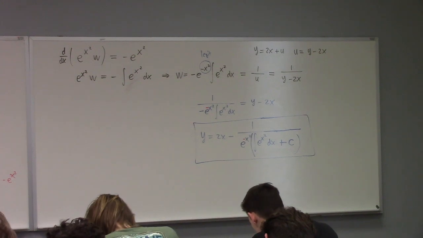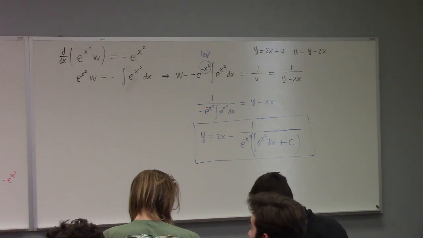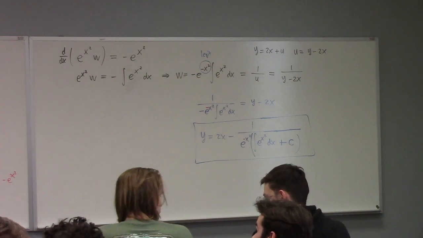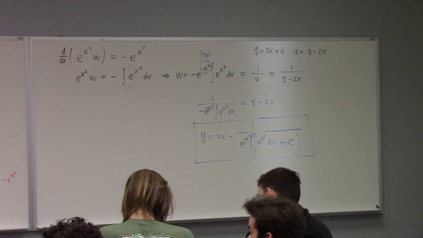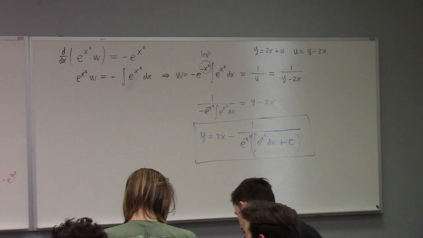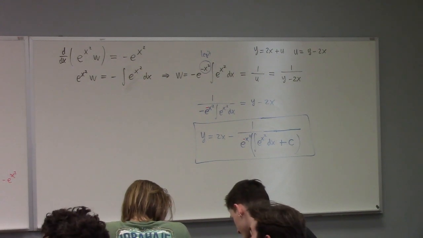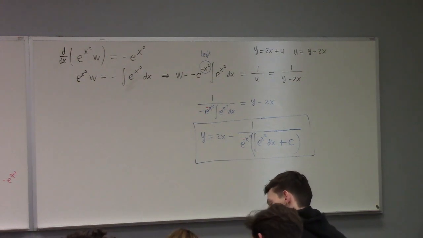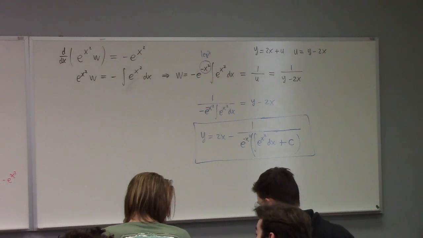Clairaut, C-L-A-I-R-A-U-T equation. All right. So this one has the form y is equal to x y prime plus f of y prime. This is known as the Clairaut equation.